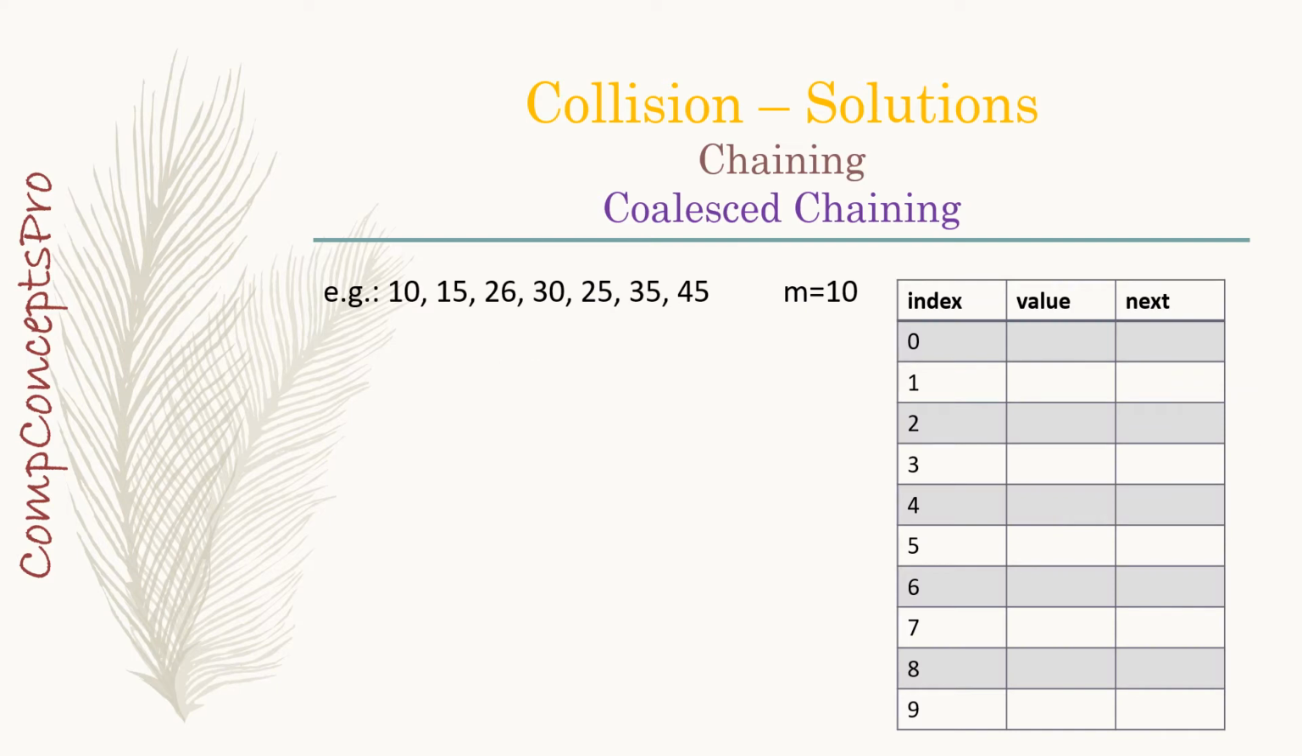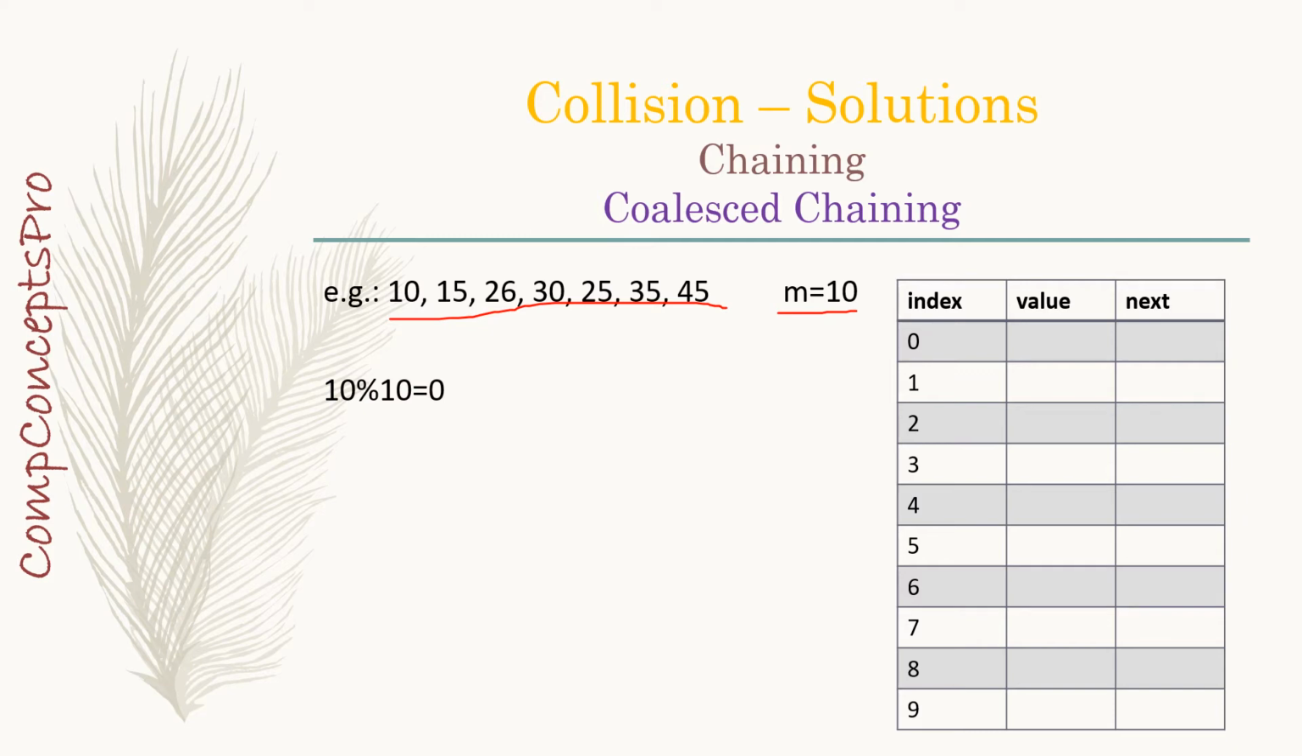Let's see an example for this as well. So these are the keys that we have to insert in our hash table. And let's say our m is 10. That means there are 10 slots available in the hash table. So one by one we'll see where to insert the keys in the hash table.